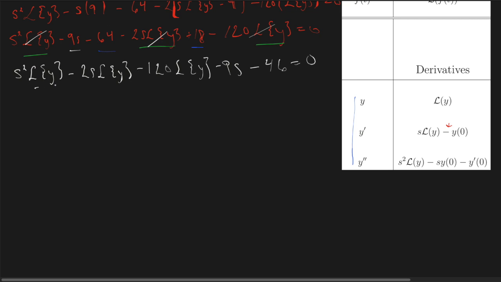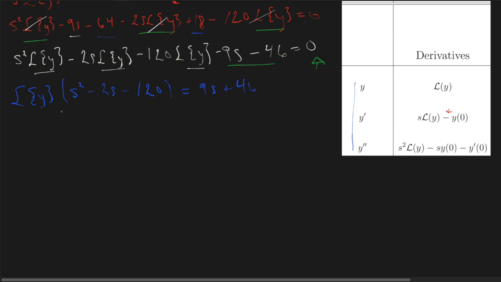So now we can factor out all these terms. And then we can add these terms to the other side. So let's do that. We get Laplace of y times s squared minus 2s minus 120 is equal to 9s plus 46. And now we can solve for the Laplace of y, which is equal to 9s plus 46 over s squared minus 2s minus 120.